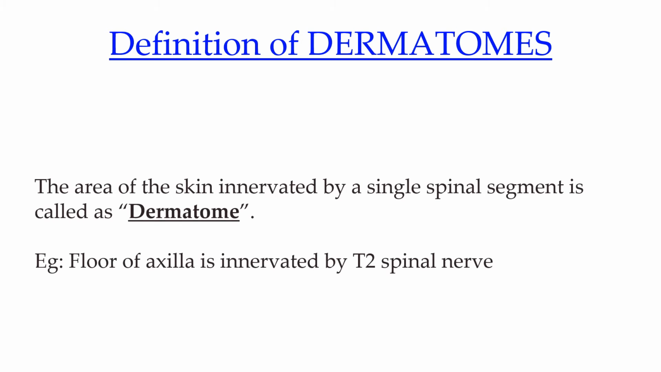Let us learn about the dermatomes of the upper limb. First of all, what do we mean by dermatome? Dermatome is the area of the skin innervated by a single spinal segment. As an example, the floor of the axilla is innervated by the T2 spinal nerve, that is the second thoracic spinal nerve.